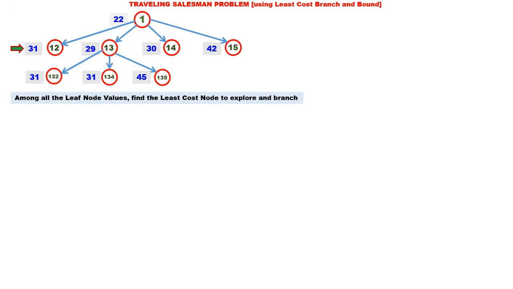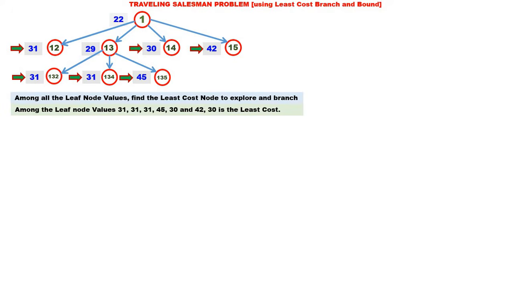So now 31, 31, 31, 45, 30 and 42. So which is the minimum? 30 is the minimum. Among all the leaf node values 31, 31, 31, 45, 30 and 42, 30 is the least cost. So we have to explore 1 comma 4. We have to explore the branch from node 1 4.